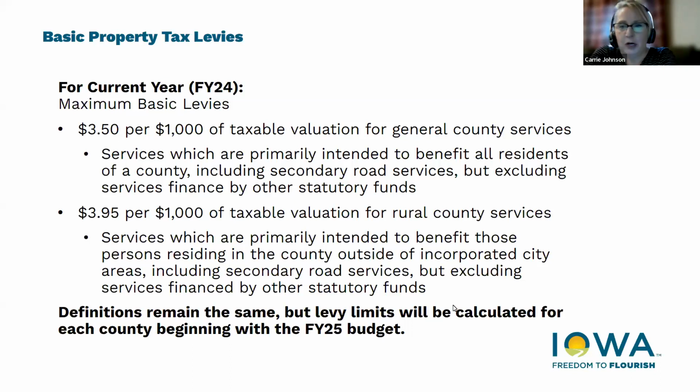So moving forward, when we talk about the fiscal 25 budget, the definitions remain the same. These are still used in the same way, but the levy limits are calculated basically for each and every county. Each and every county is going to have its own unique levy limit based on where you're at in 24 and how your value increases or doesn't between 24 and 25.